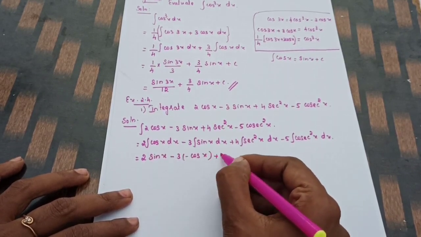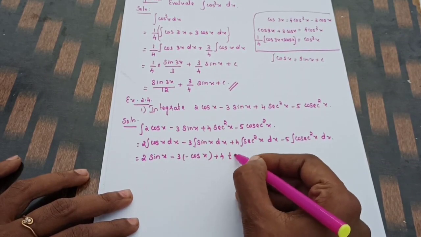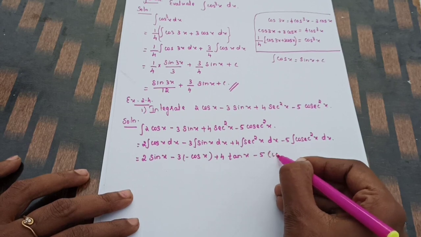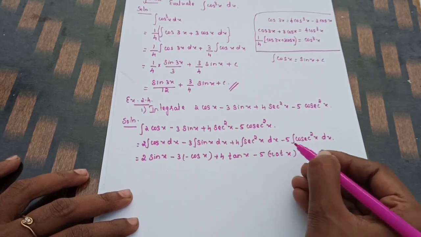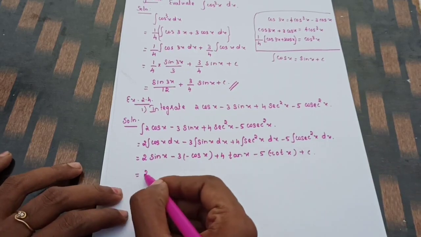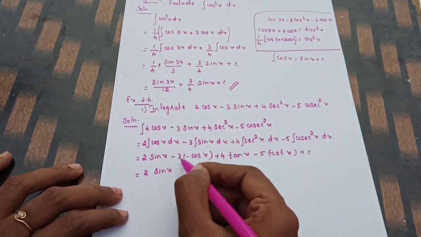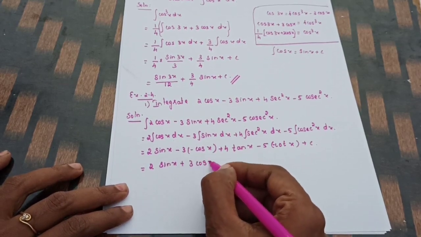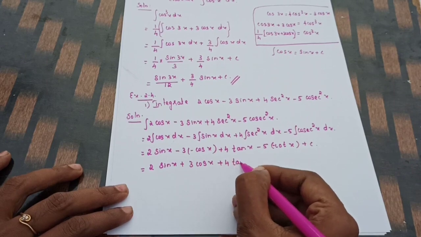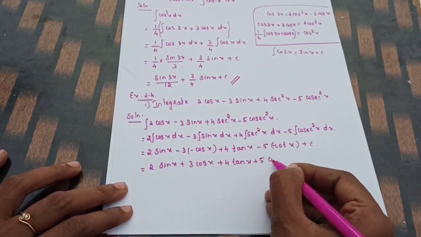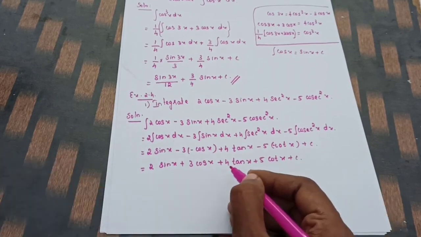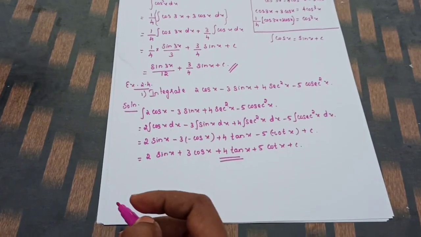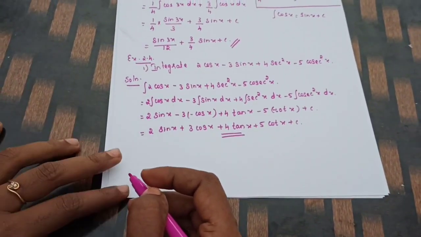Then plus 4 into the integral of secant square x is tan x, minus 5 into the integral of cosecant square x, which is minus cot x, plus c. That's equal to 2 sin x minus into minus plus 3 cos x plus 4 tan x minus into minus plus 5 cot x plus c. Have we got it? So this one is an answer. Understand, students? Very easy.